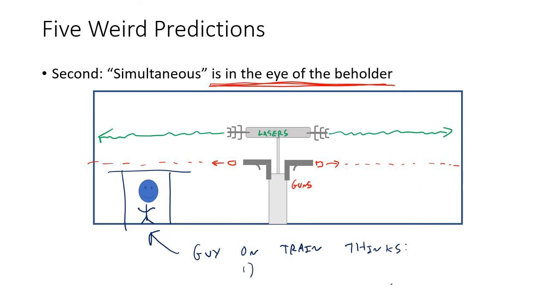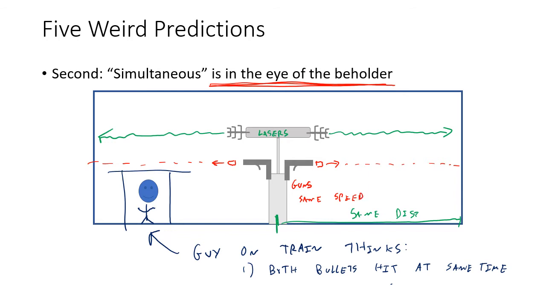First, he thinks both bullets hit the walls at the same time. Right, because I forgot to say, but this thing is exactly in the center of the train. So this is the same distance on each side. The bullets are fired at the same speed. So certainly the bullets hit the walls at the same time, right?